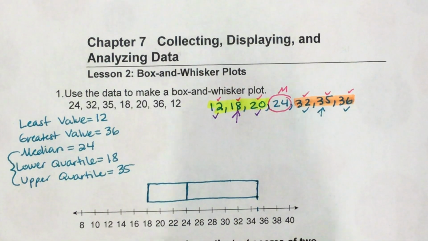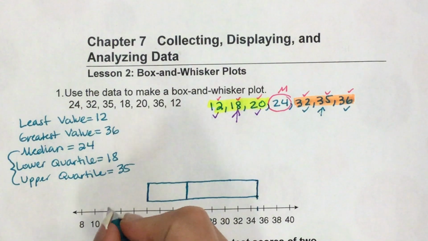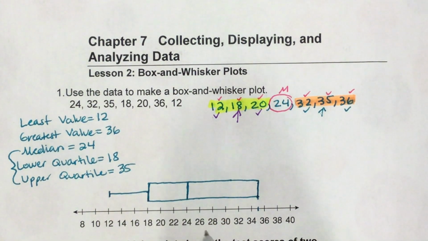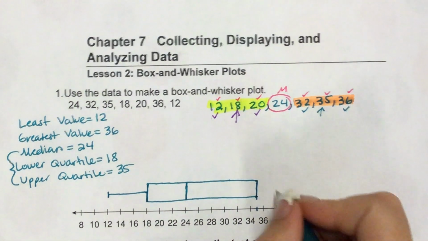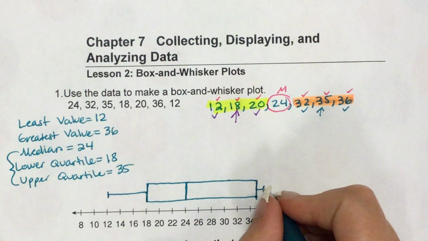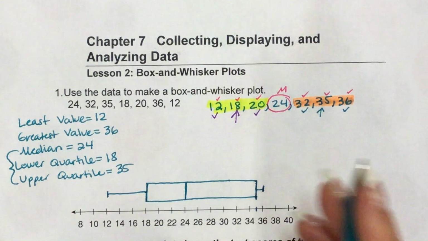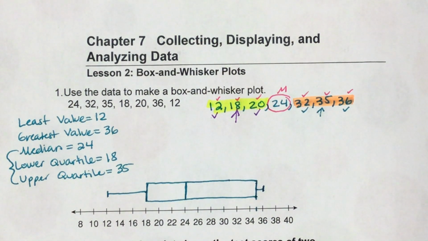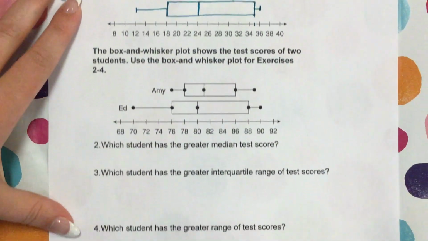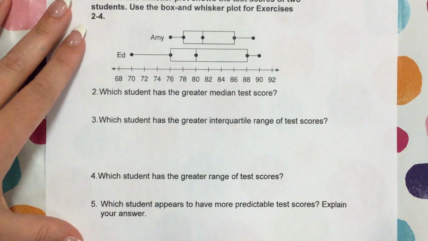Okay, now I just need to put on my whiskers. So I have the least value at 12, just a little whisker there, and draw your line. And then the greatest value is 36. Oh, wow. That's a very, very little whisker. And yeah, that's a box and whisker plot. So if you did that correctly and you have all your values correct, great job. Let's move on to the next problem. And we're going to do these ones together.